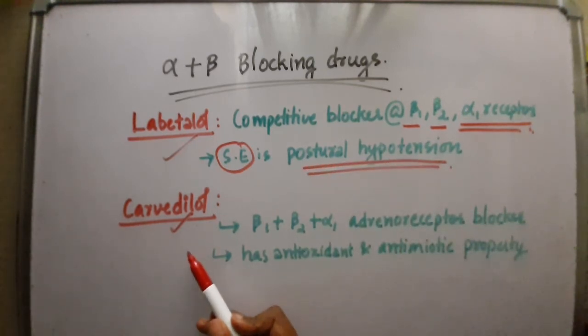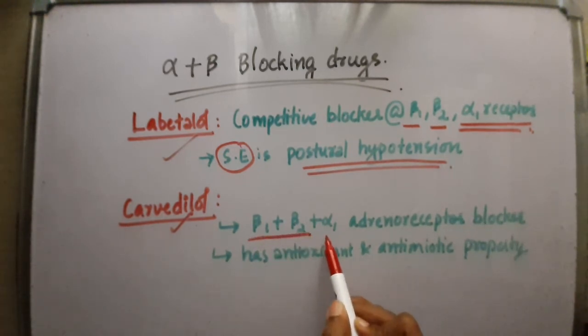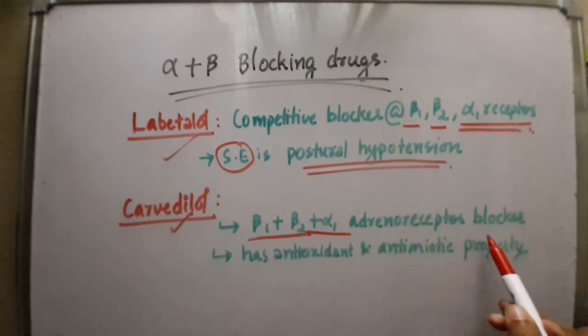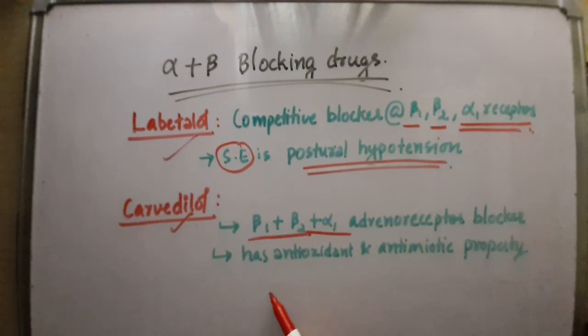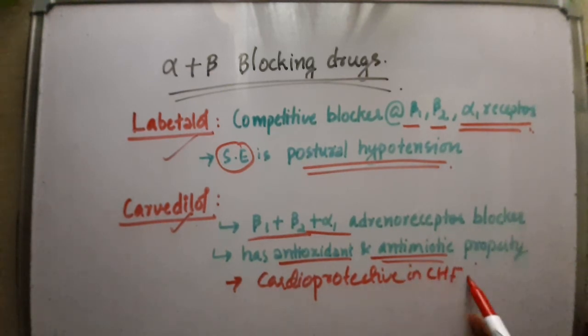Next is carvedilol. Carvedilol also has beta 1, beta 2 and alpha 1 adrenoreceptor blocking property. It has antioxidant as well as antimyotic property, and it is used as a cardioprotective in congestive heart failure. And it has a half-life of 6 to 8 hours.